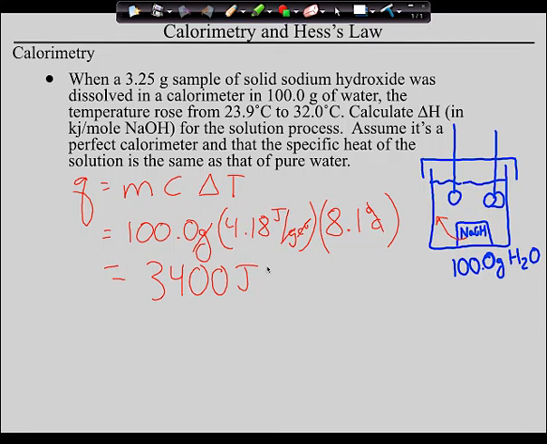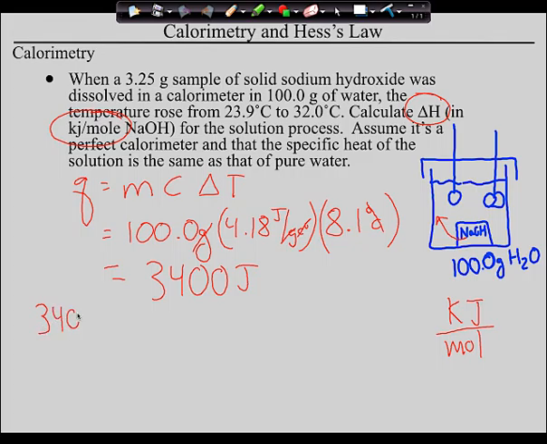Yeah? No. Guys, all that we have calculated is the amount of energy gained by the water. Which is equal to what? The amount of energy lost by the sodium hydroxide as it dissolved. But now we've got a problem. It says calculate delta H, and it says calculate delta H in these units, kilojoules per mole. So now we're going to come down here and say, okay, this problem is requesting kilojoules per mole. So what do I know that's like kilojoules per mole?